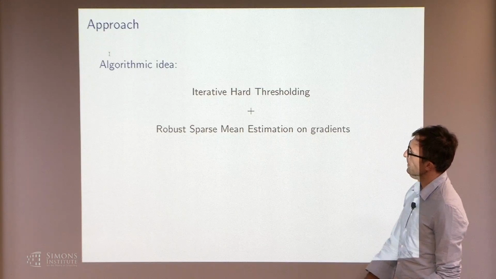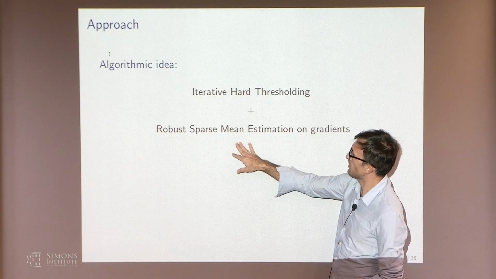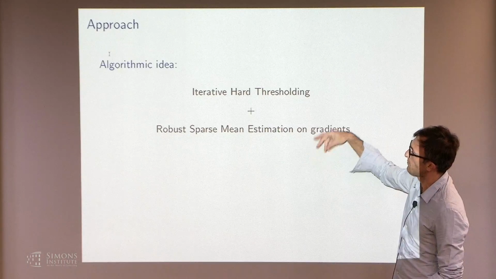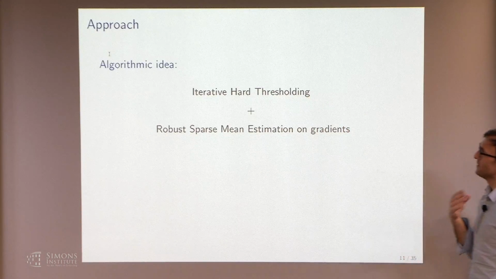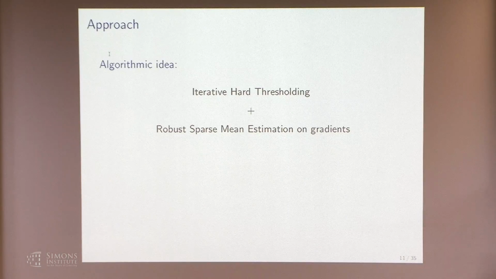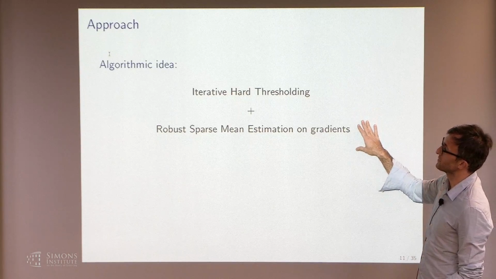So if I want to use sparse mean estimation, we need some approach that maintains sparsity at every level, and the natural thought is to apply a hard thresholding operator at every time to make sure that I maintain sparsity along the entire trajectory. And this accomplishes that.